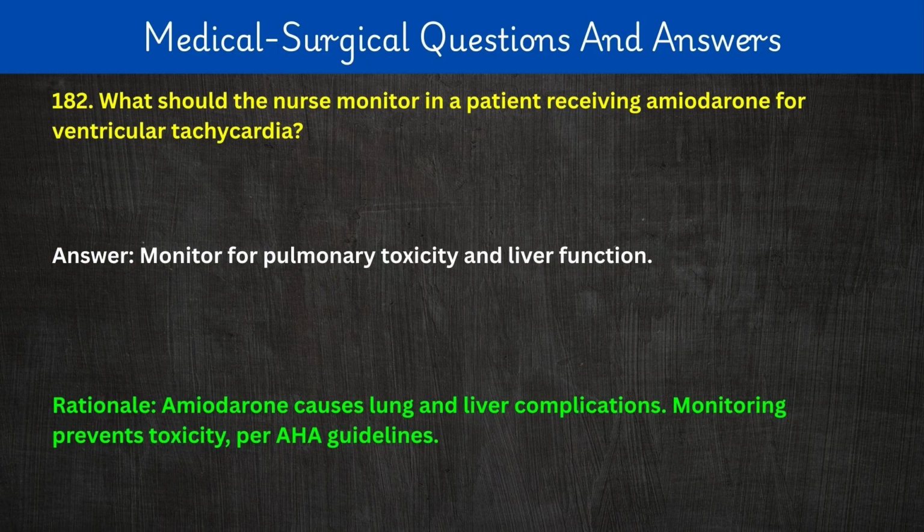182. What should the nurse monitor in a patient receiving amiodarone for ventricular tachycardia? Answer: monitor for pulmonary toxicity and liver function. Rationale: amiodarone causes lung and liver complications. Monitoring prevents toxicity, per AHA guidelines.